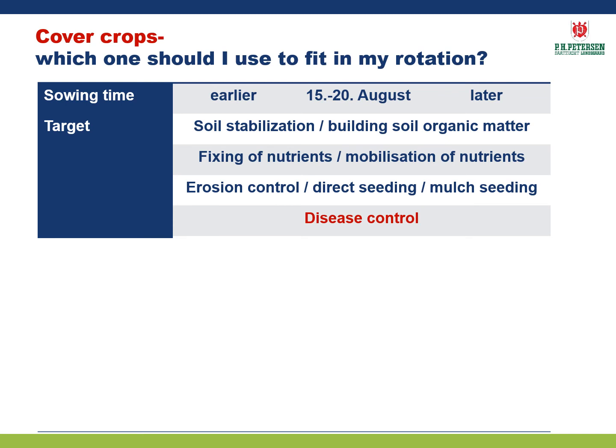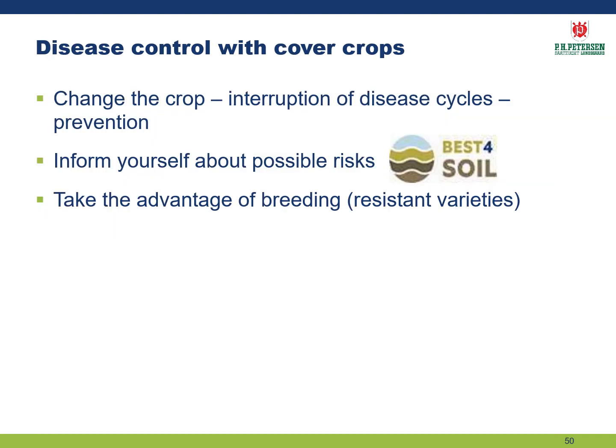The target you have to look for to find the right cover crop for it. Soil stabilization, building organic matter are some. Fixing of nutrients, mobilization of nutrients are some other targets. Erosion control, direct seeding, mulch seeding, those are some examples you can look for. But we didn't mention yet disease control. Disease control with cover crop is one solution you can choose, and we talk during this session a lot about that.